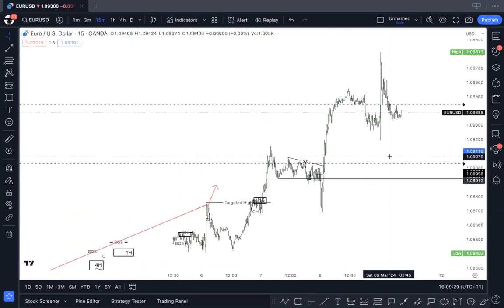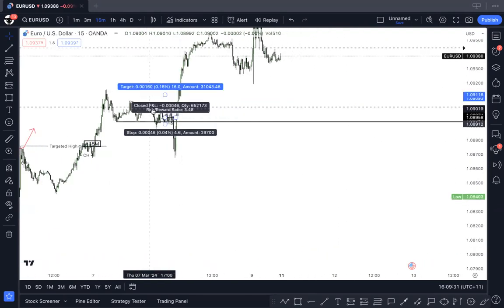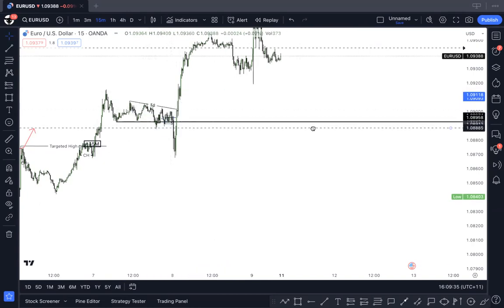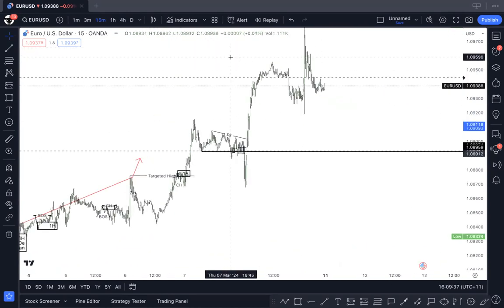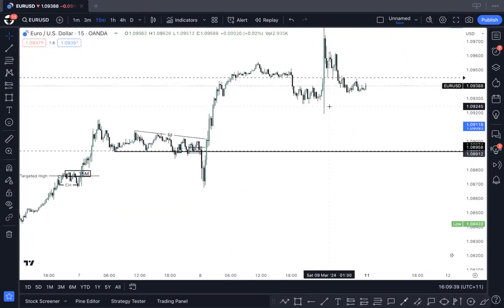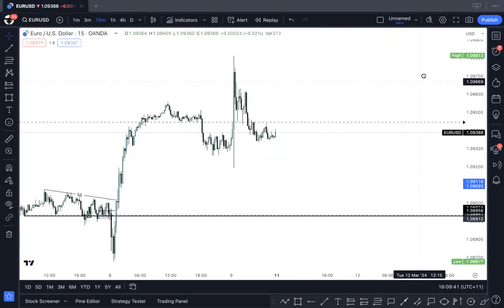Then did we take Euro USD as well? This one, yeah, negative, so 1% there. It was a pretty good week. I think I finished on 15 plus, which is nice.